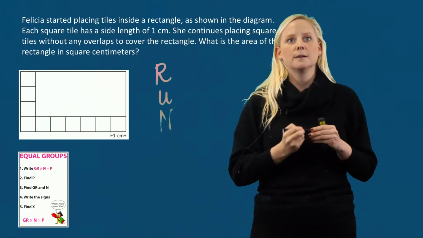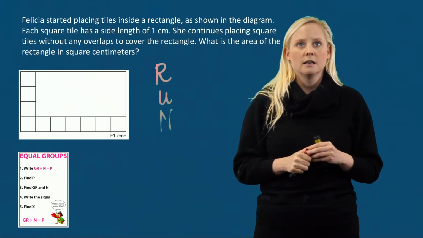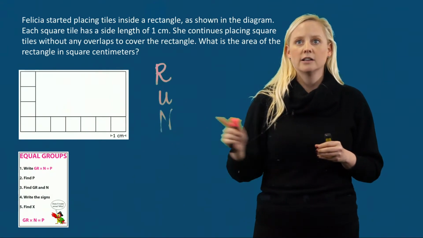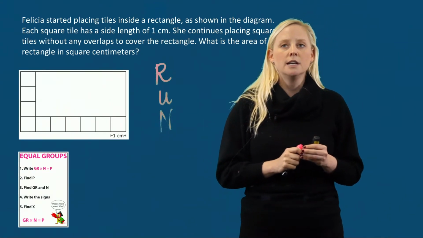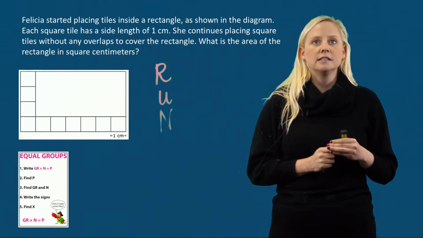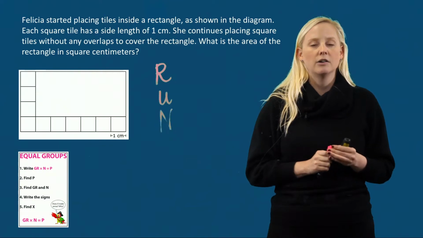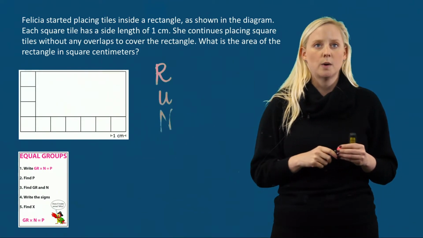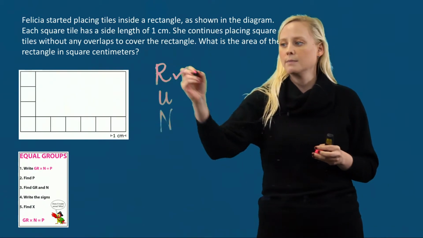The R stands for read the problem, so let's go ahead and read it. It says, Felicia started placing tiles inside a rectangle, as shown in the diagram. Each square tile has a side length of 1 centimeter. She continues placing square tiles without any overlaps to cover the rectangle. What is the area of the rectangle in square centimeters? So I read the problem.